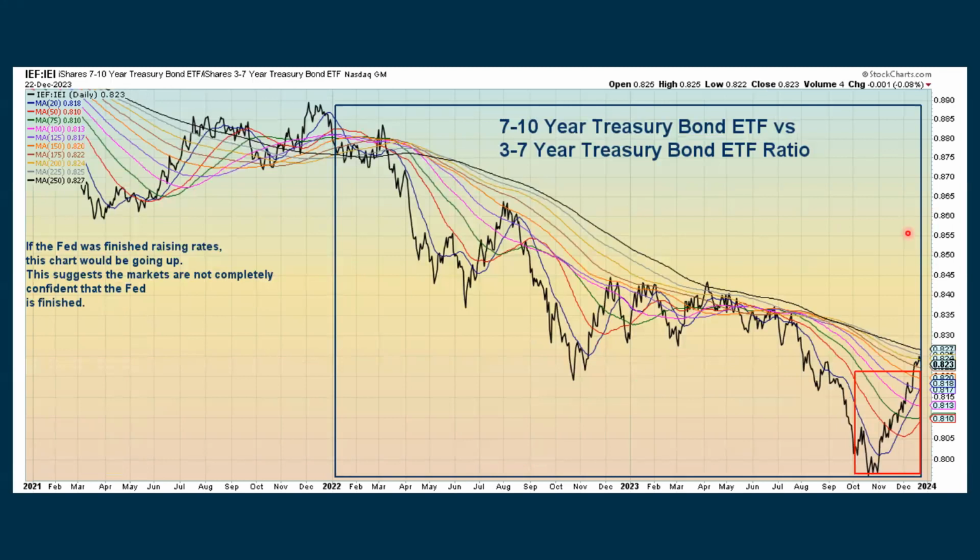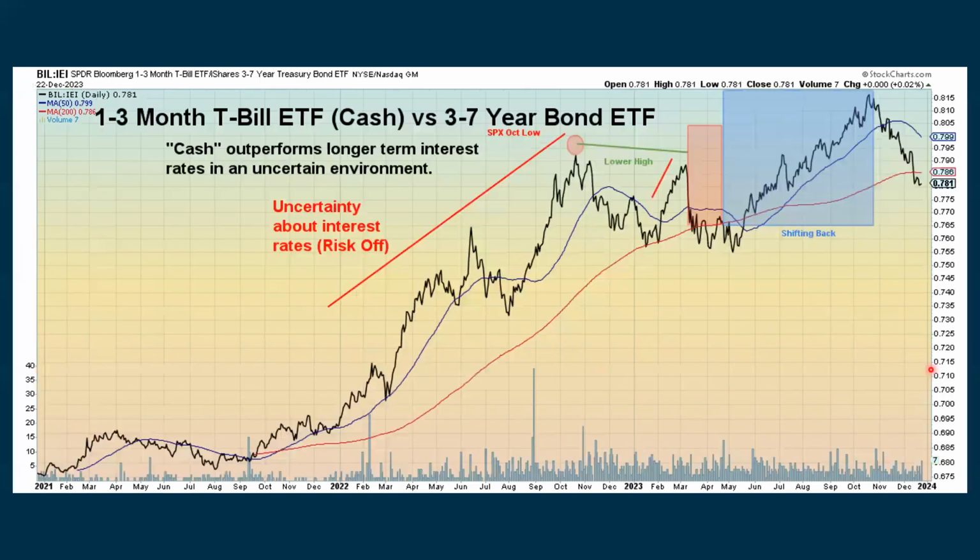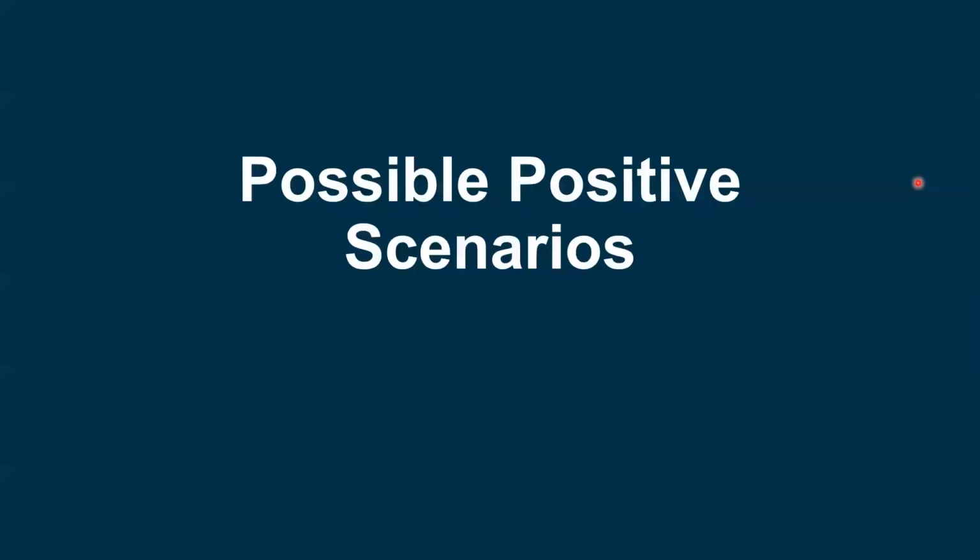Then we look at longer term bonds and compare them with shorter term bonds. When this is going up, that means that the market isn't as concerned about interest rates. And then we look at cash and compare it with 3 to 7-year bonds. When this is going down, that tends to be more of an interest rate friendly environment.